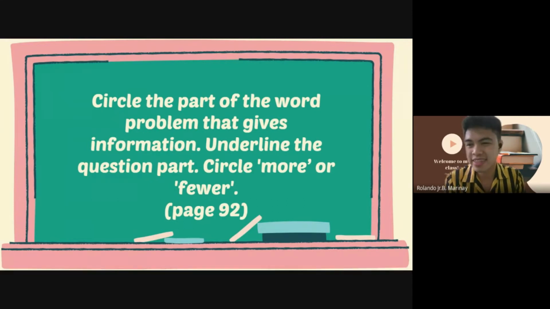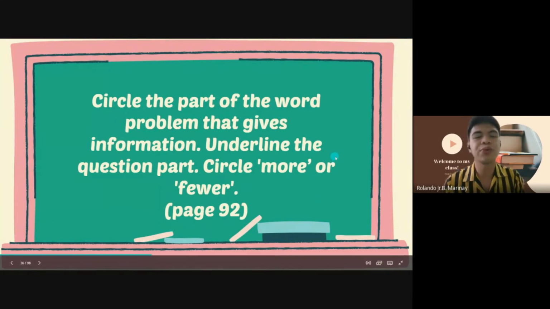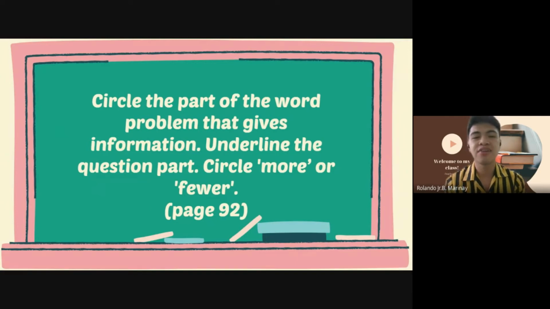Okay, let's go. We're going to circle the part of the word problem that gives information. And then we're going to underline the question part. Circle more or fewer. After encircling and underlining the information and the question, we're going to decide more or fewer. So let's jump into it.